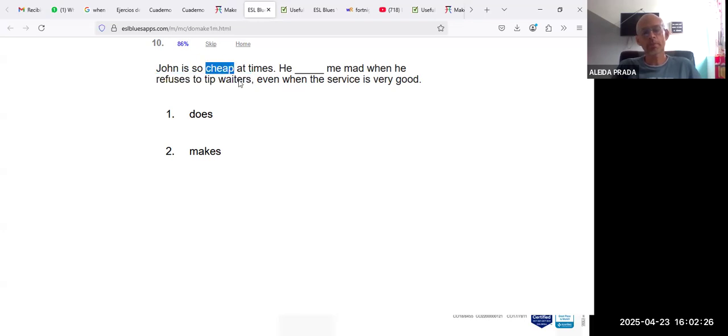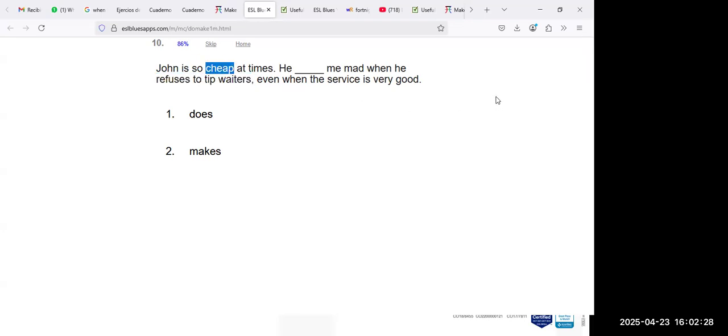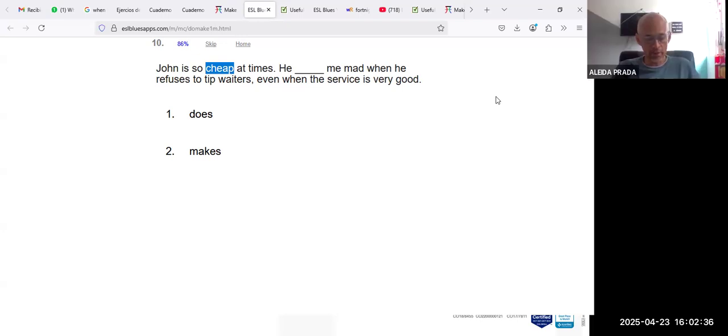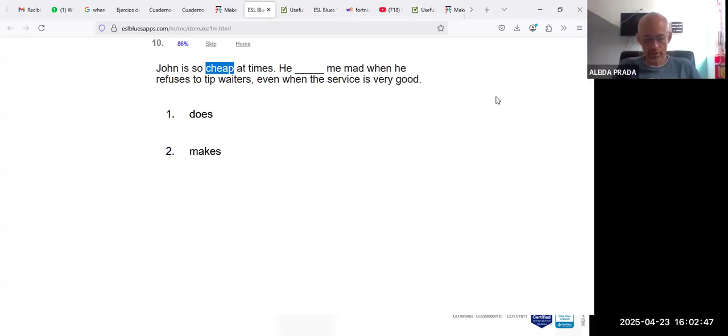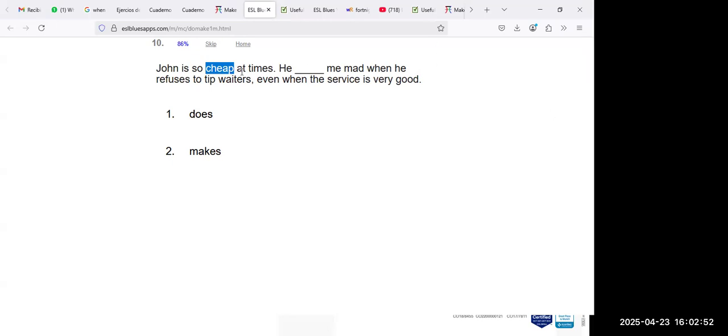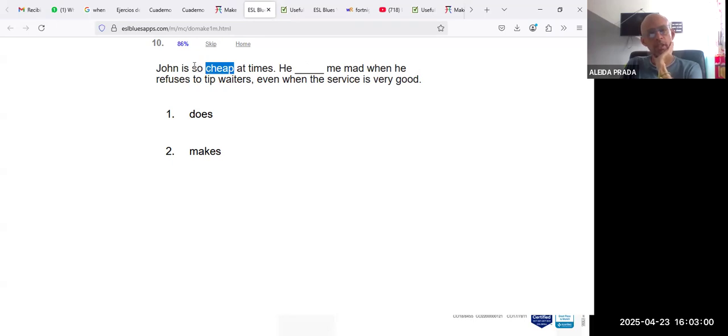Okay, so what is so cheap? I can understand that. He doesn't give much money. He doesn't give tips to waiters because he's so cheap. Okay, o sea que se puede usar como tacaño. Yes, that's right. There is another one to say tacaño: stingy. I know that word. I was learning that word with my students, so I didn't know this. But you can use this expression, so cheap, so stingy at times.